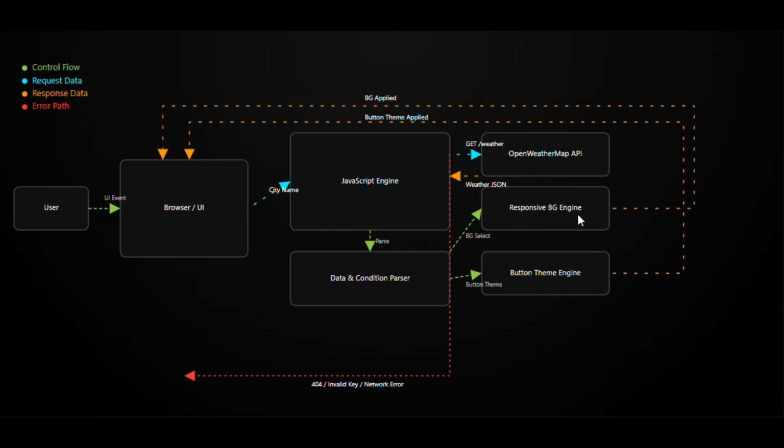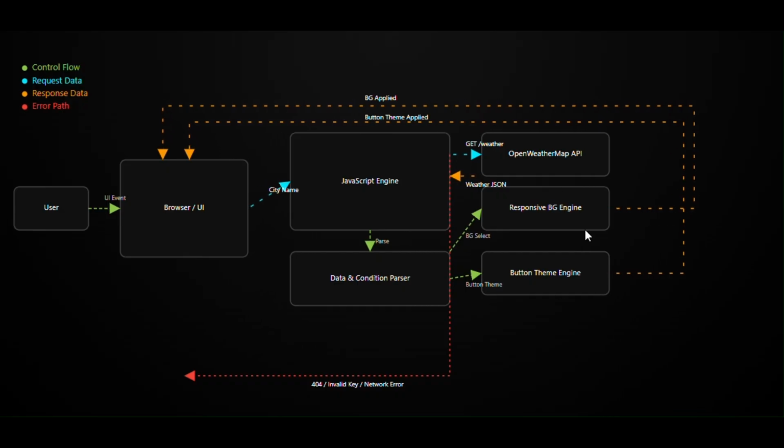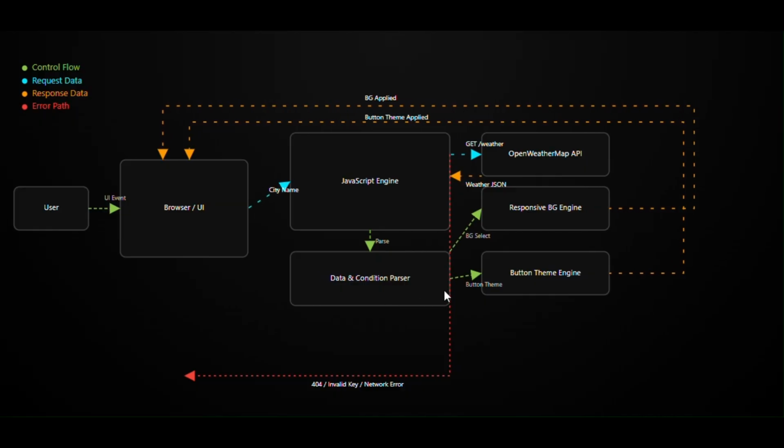One is the responsive background engine, and another is the button theme engine. So now here comes section 5, where we are going to see the dual theme engines: the responsive BG engine and the button theme engine. What happens in these two when the data from here is passed to these two engines?